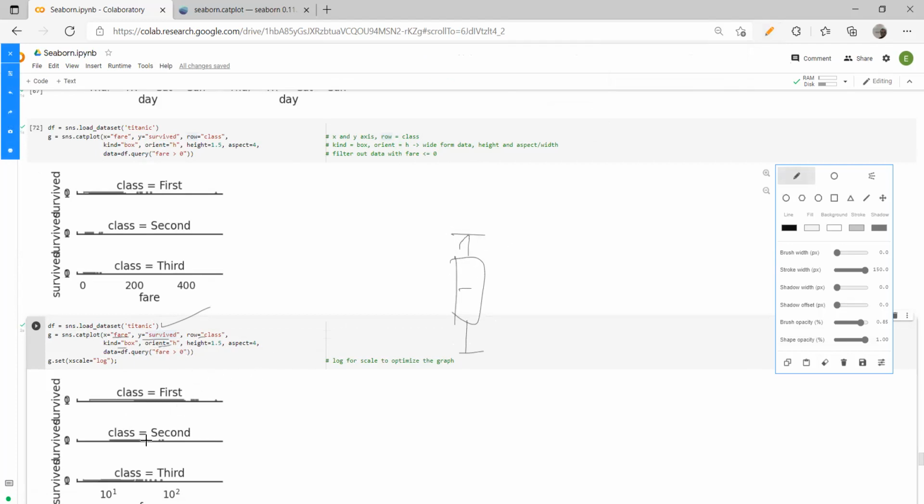Orientation is horizontal. Height and aspect ratio, we have put something. And we have selected only the fare that is greater than 0. It's the same thing as above, but we have made the X scale a logarithmic scale. So you can see that we have taken log values of it. That's why whatever was concentrated over here, we can see a little bit better over here. But it's still not that visible, right?